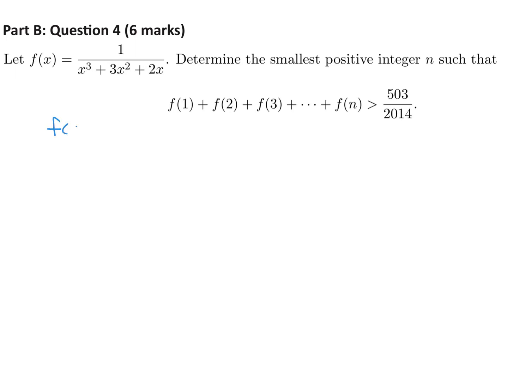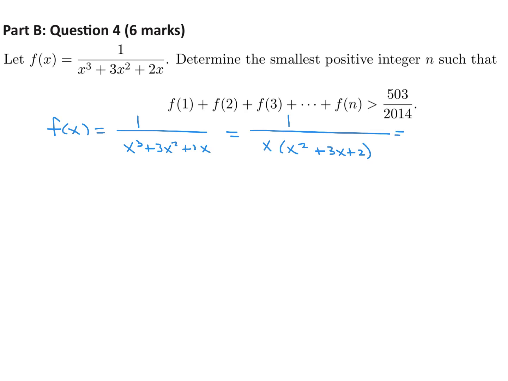f(x) is equal to 1 over x^3 + 3x^2 + 2x. Now this denominator we can factor out an x, and then you'd get x^2 + 3x + 2. Well, that can be easily factored further: x, times (x + 2), times (x + 1). So that can be easily factored. Now, we're going to do a little bit of manipulation here. It's a little bit of hard work, so bear with me.